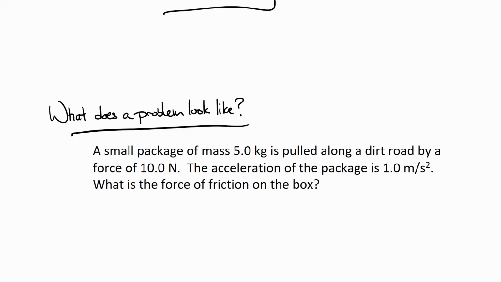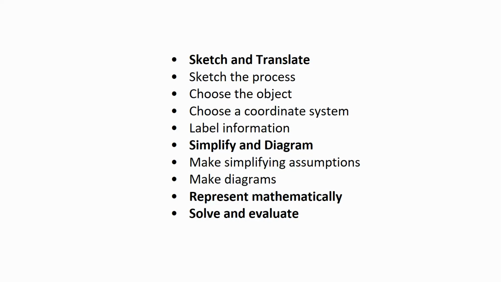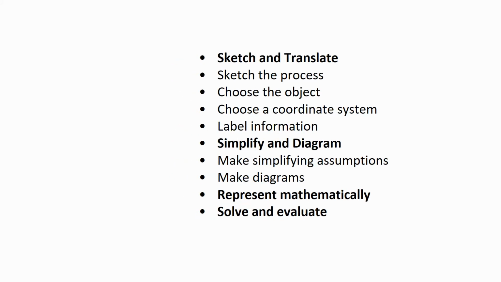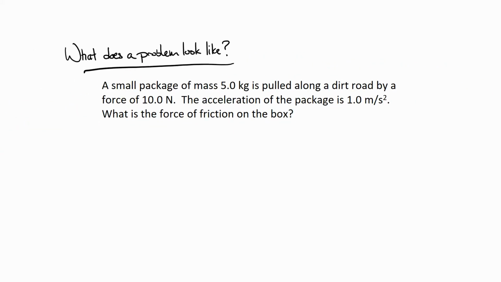Now, your book suggests a kind of strategy for these things. It basically says, these are the steps you want to follow whenever you're doing a problem. There are these major things: sketch and translate, simplify and diagram, represent mathematically, solve and evaluate. So let's start with sketch and translate. We're going to sketch the process, choose an object, choose a coordinate system, and label information. These are things you want to get in the habit of just doing.